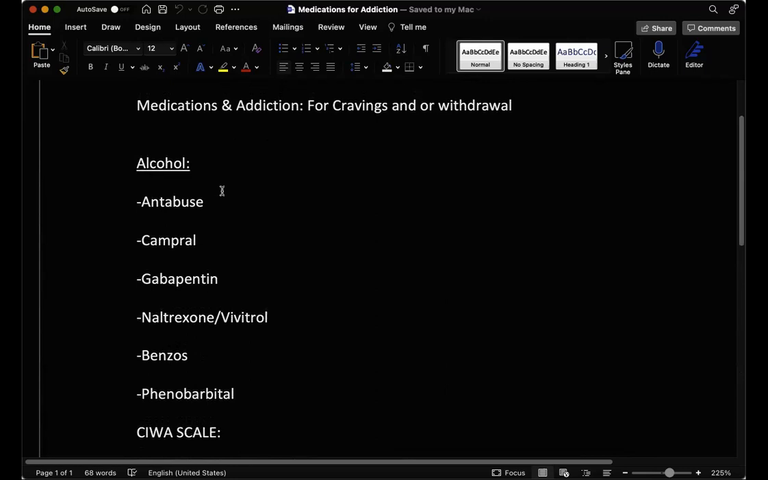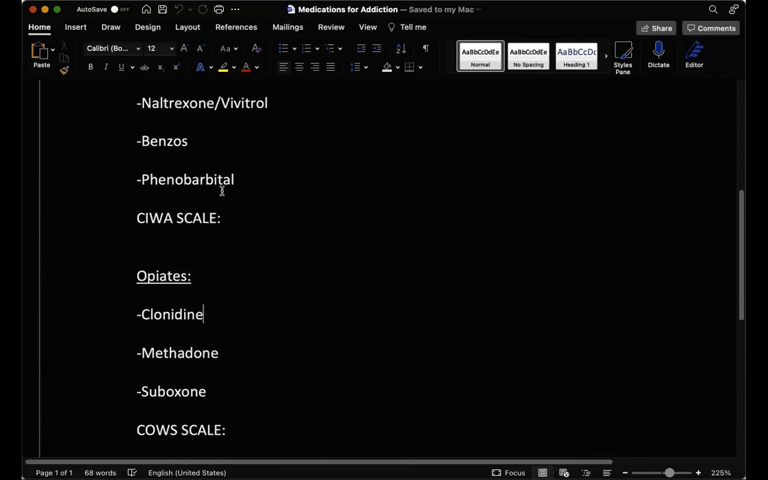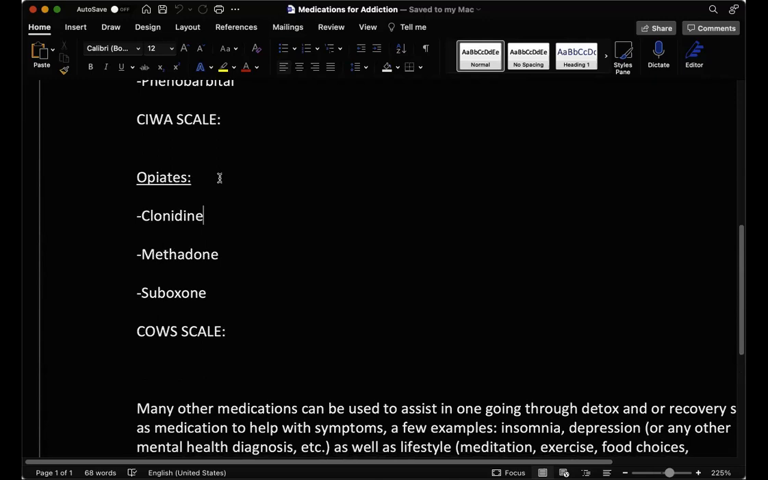Antabuse, Campral, gabapentin, Vivitrol, and naltrexone are all considered MAT, which is medication assisted treatment. I mean, they kind of all are, but they do not excite the reward pathway. So clonidine is a blood pressure medication, and it's given to people who are in withdrawal from opiates if they don't want to use another medication, or we just give it to them because they don't know, and it helps some people. I don't think it's a bad medication. I just personally have not gotten a lot of great results from it.